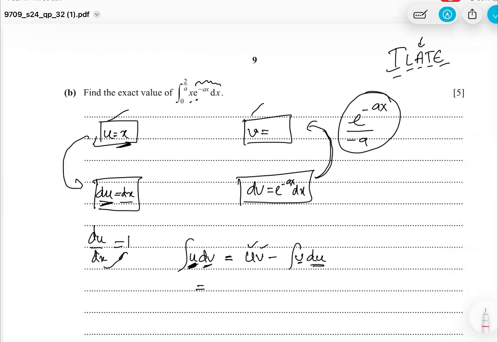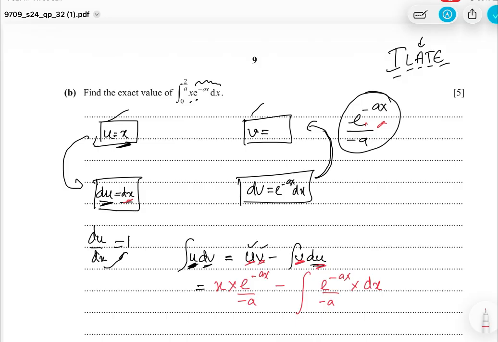Listen very carefully. What is u? It is x. Very good. Times v. What is v? This one: e to the power minus ax upon negative a, minus integration of v, which is again e to the power minus ax upon minus a, times du. What is du? Du is dx. Yes or no? Du is dx. So I will integrate it.